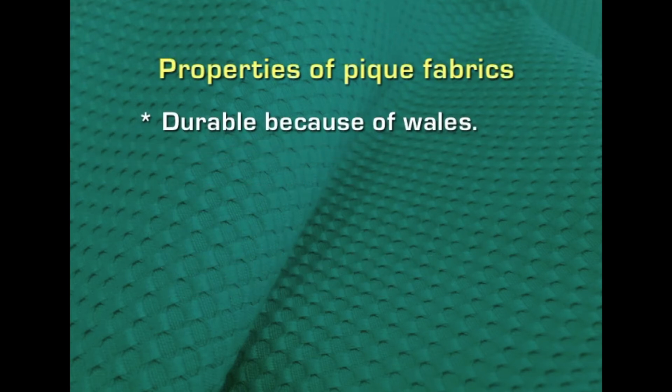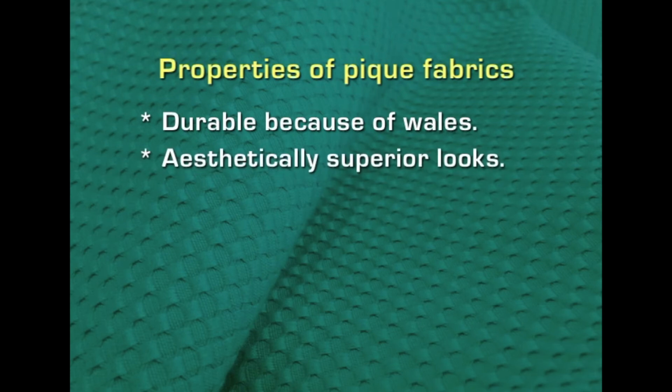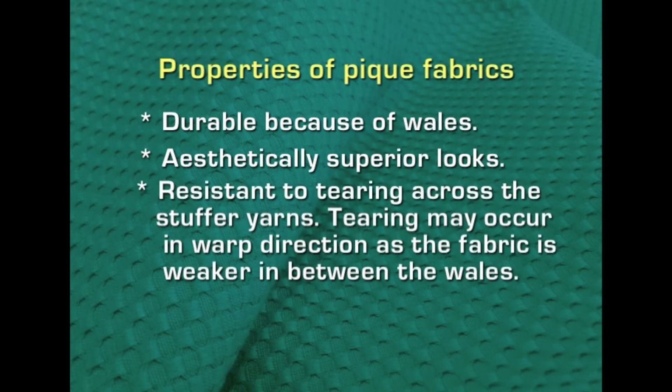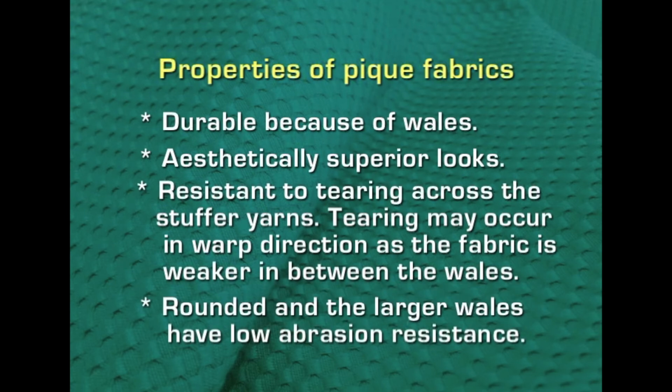Pique fabrics are durable because of the number of veils on the surface of the fabric. They are aesthetically superior in terms of looks. They are also resistant to tearing across the stuffer yarn area. If tearing does occur, it is in the warp direction because the fabric is weaker in between the veils. Piques are more rounded, and if larger veils are there in the fabric, then it has lower abrasion resistance. What are the examples of pique fabrics or pique weave fabrics?